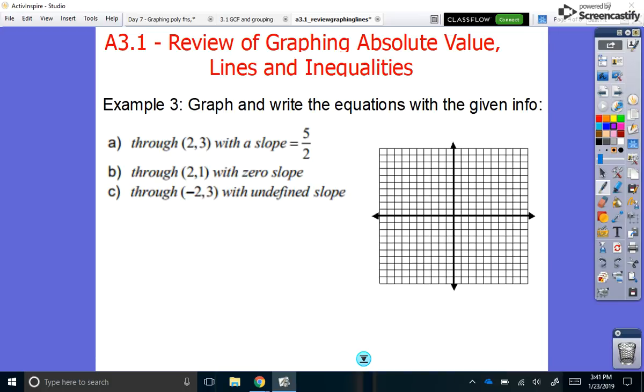Okay, now we're going to graph. So if you want to pause the video and get a straight edge out, you can use your license or school ID or gift card, or in the back of the room, there are some rulers in the drawer at the bottom of the cabinet.